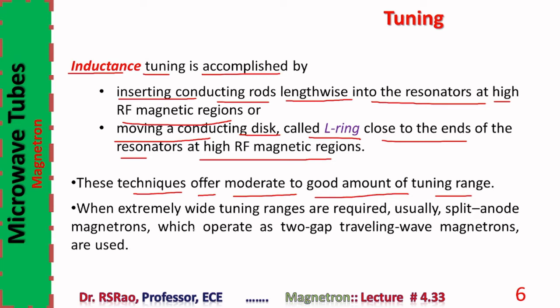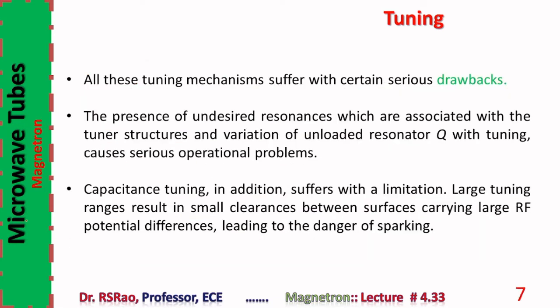When extremely wide tuning ranges are required, usually split anode magnetrons, which operate as two gap traveling wave magnetrons, are used. So basically, changing the inductance or the capacitance of the resonators or straps is the technique used in tuning the device. There are certain drawbacks. All these tuning mechanisms suffer from certain drawbacks.